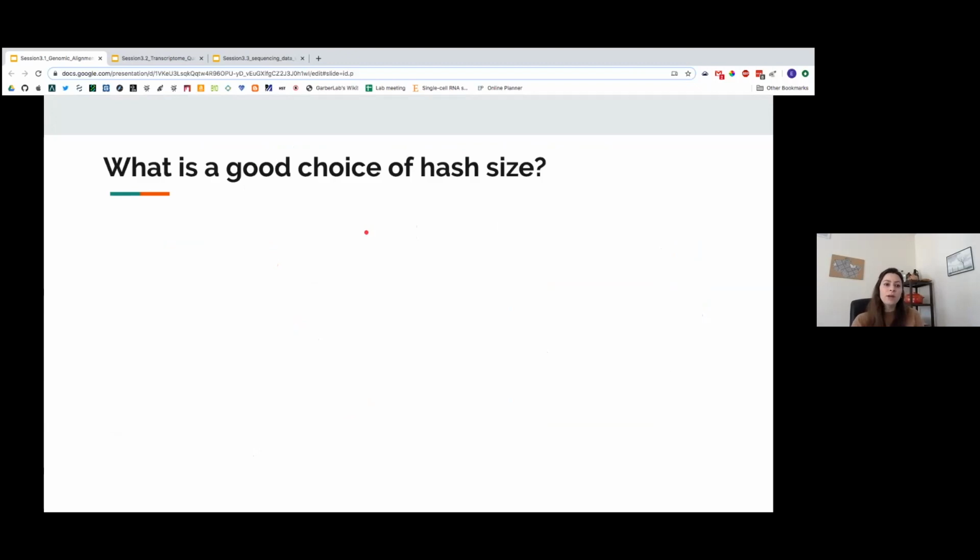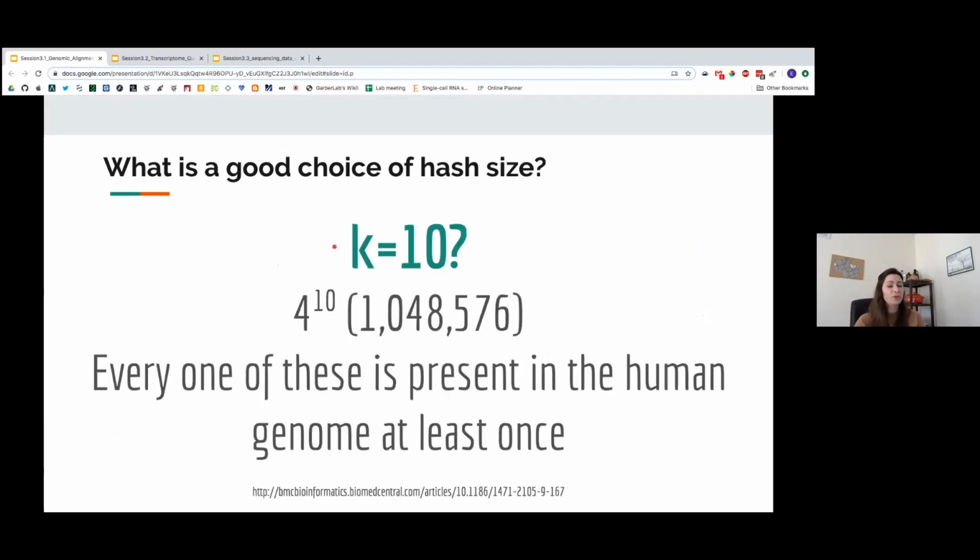All right, so what is a good choice of hash size? So in this case, we had a small genome example. We used a small word. But if you think about the human genome and you think about a K size of 10, so words of 10 bases each, you can have up to 1 million different words composed of 4 nucleotides that are 10 bases long. And every one of these words is present in the human genome at least once.